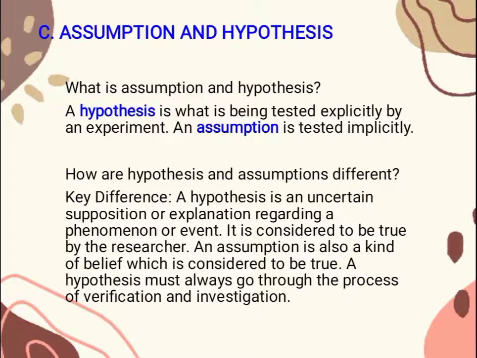So next guys is the assumption and hypothesis. A hypothesis is what is being tested explicitly by an experiment. An assumption is tested implicitly. By making your assumption as well as your hypothesis explicit, you increase the clarity of your approach and the chance for learning. So the assumptions, guys, are the things that are accepted as true or at least plausible by the researcher and peers who will read your dissertation or thesis.